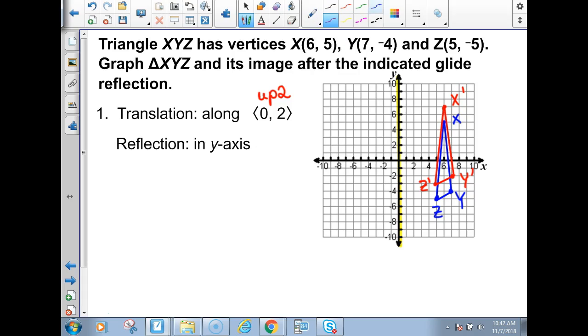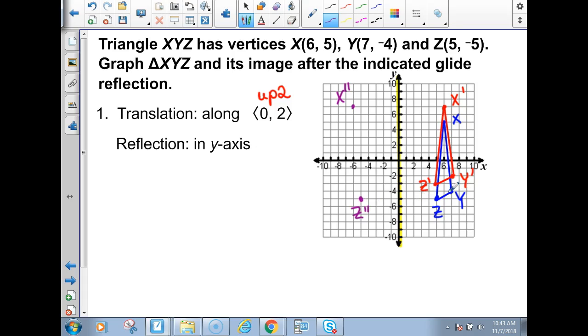The easiest way to do this is to count how far the points are from the y-axis. So X, and we're reflecting not the original figure, but the X prime. X prime is 1, 2, 3, 4, 5, 6 to the right of the y-axis. So I'm going to go 6 to the left. So it's going to be at (-6, 7). And that's X double prime. I'm going to count how far Z is from the y-axis. It's 1, 2, 3, 4, 5. So go 5 left. And that's Z double prime.